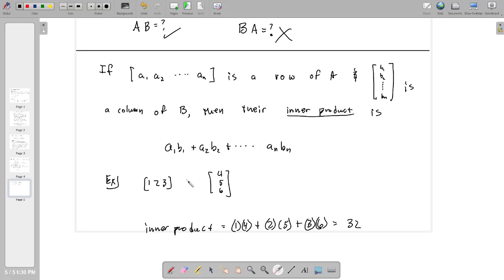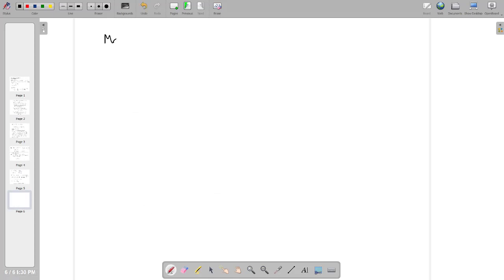You take your first element, multiply it by the first element. Second element, multiply it by the second element. Third element, multiply it by the third element. And then you add those results. And now this is important because it plays an enormous role in matrix multiplication.